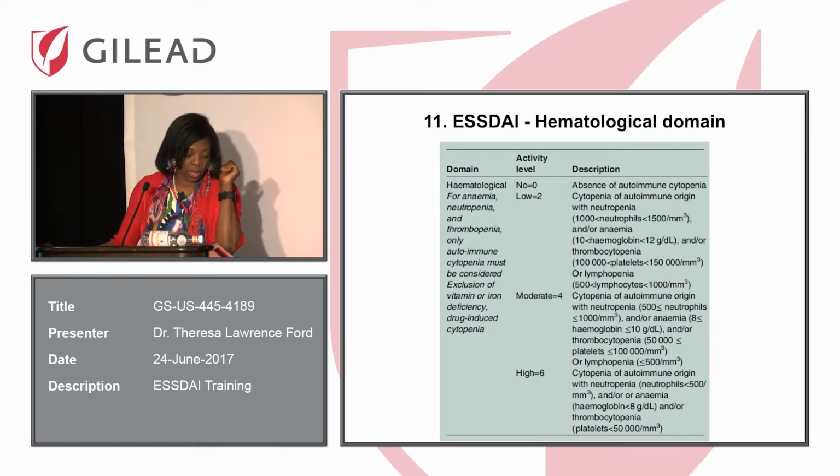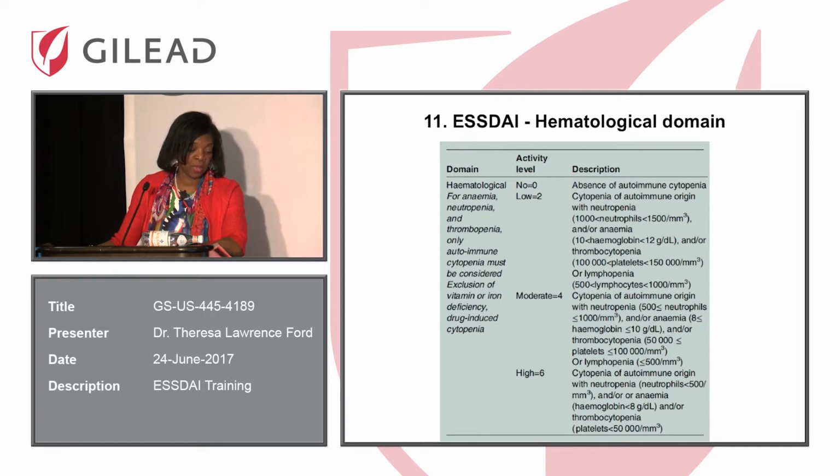Here we have low, moderate, high. Low is 2, moderate is 4, high is 6. Low would be any cytopenia of autoimmune origin with neutropenia with neutrophils greater than 1,000 or less than 1,500, and or anemia with a hemoglobin of greater than 10, less than 12, and or thrombocytopenia, or platelets greater than 100,000, less than 150,000, or lymphopenia with greater than 500, so between 500 and 1,000 lymphocytes.